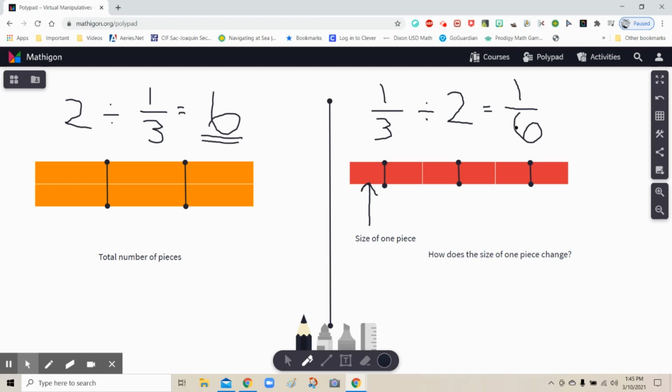It takes 6 pieces to make a whole, so you need more of them. A thirds piece is bigger. You only need 3 of those to make a whole. With a 1/6 piece, you need all 6, so they're going to be tinier. So the key thing to point out is basically this: if you're dividing by a whole number, your answer is going to be a whole number. If you're dividing by a fraction, your answer will be a fraction.